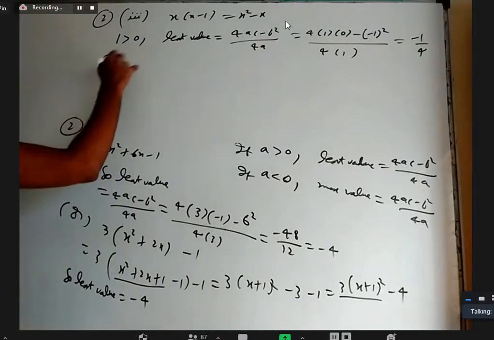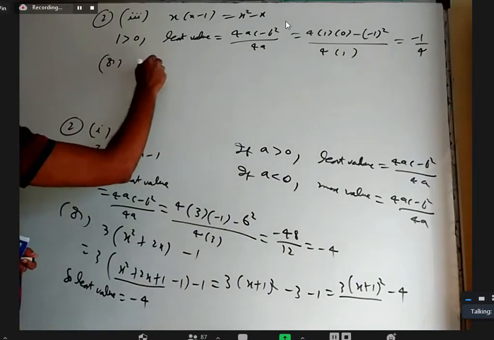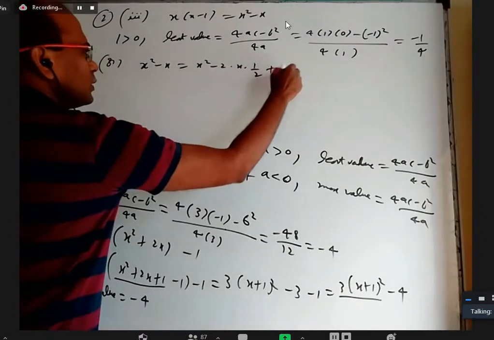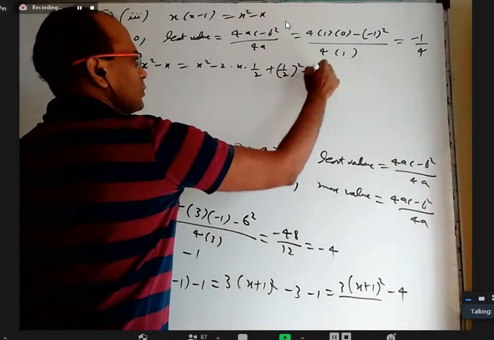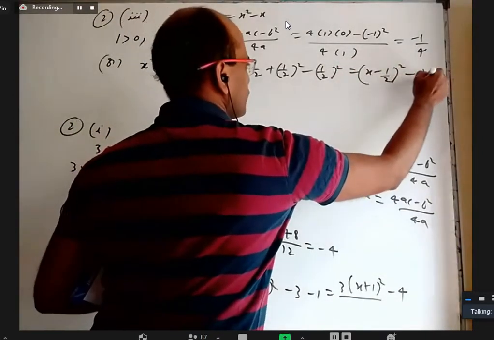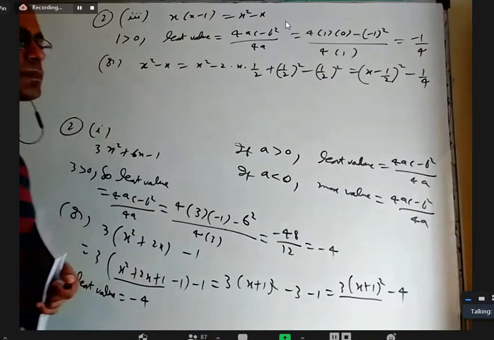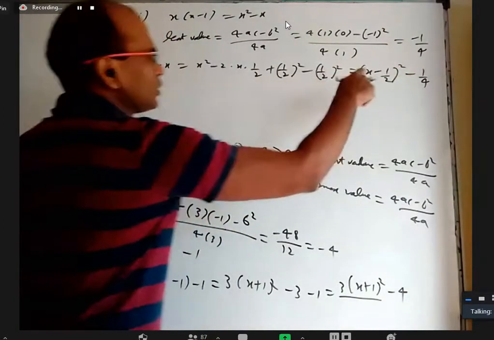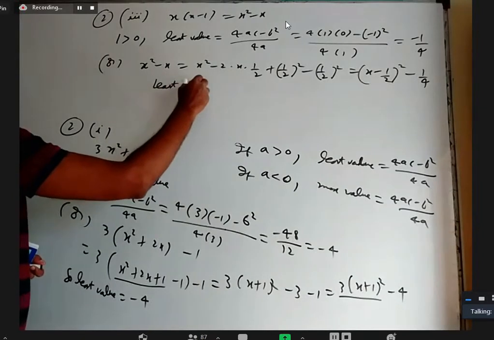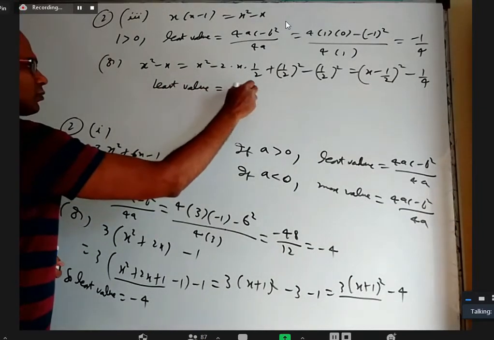Or if you want to make a perfect square, you can write x square minus x as x square minus 2 into x into 1 by 2 plus 1 by 2 whole square minus 1 by 2 whole square, which is x minus half whole square minus 1 by 4. Something whole square minus something. This least value is 0, so the total least value is minus 1 by 4. So again, same thing. The least value is minus 1 by 4.